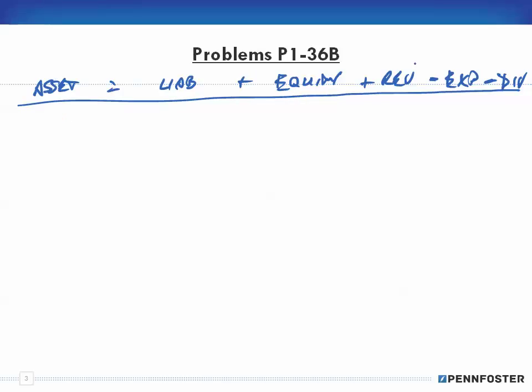Now, remember, these are categories of accounts, and if we're doing it in this format, then we're going to separate out each and every ledger account, meaning I would have cash, accounts receivable, accounts payable, common stock, retained earnings, revenue, expenses, dividends. And I would have these general ledger accounts that make up those categories of accounts.